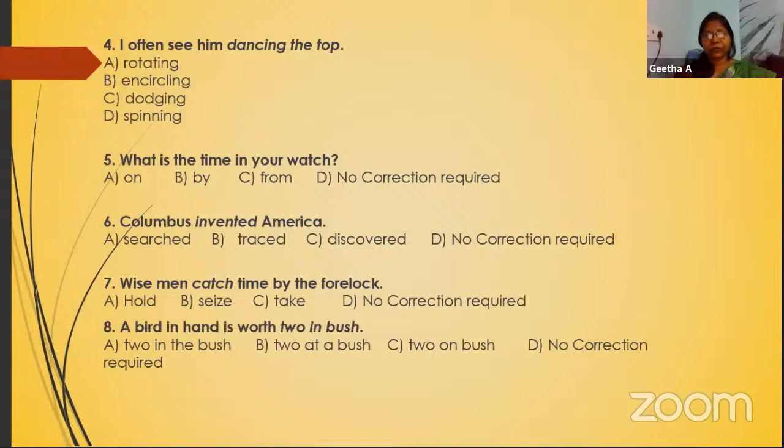So you'll have to put the right answer there. A bird in hand is worth two in bush. So two in the bush, two at a bush, two on bush. So you can just look at it and try to answer.